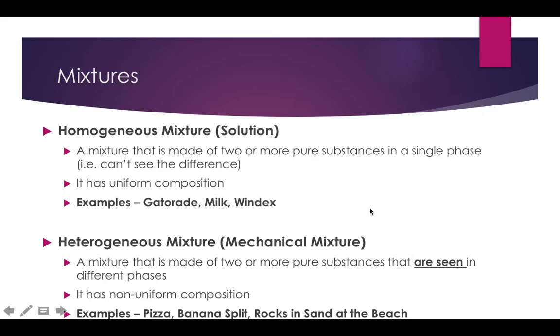That is quite different from our heterogeneous mixture, which is a mechanical mixture. And that's made up of two or more things, but the thing is, you can see the difference between them, no problem at all. So things like pizza, banana split, or rocks and sand at the beach, you can all see the difference between each of those things. When you look at a banana split, you can see the banana, you can see the chocolate, you can see the ice cream, you can see the cherry, you can see the whipped cream, you can see all of these different things coming together. And because you can see the difference between them, it's a mechanical mixture.